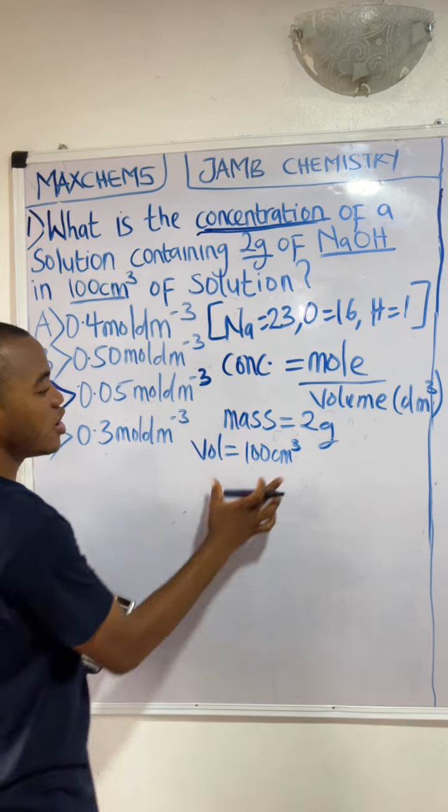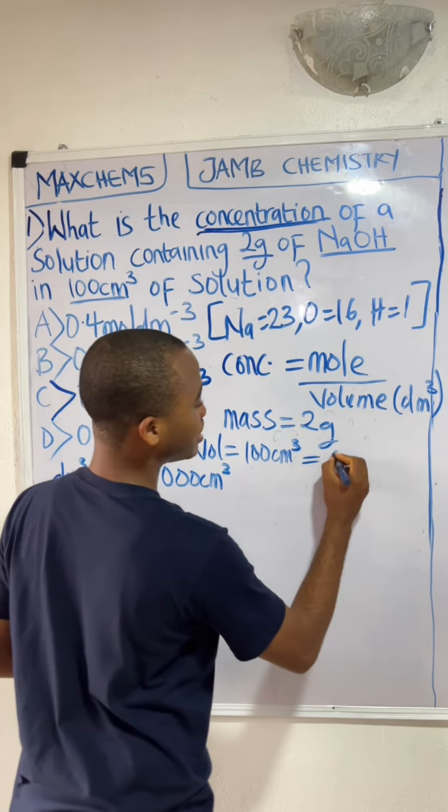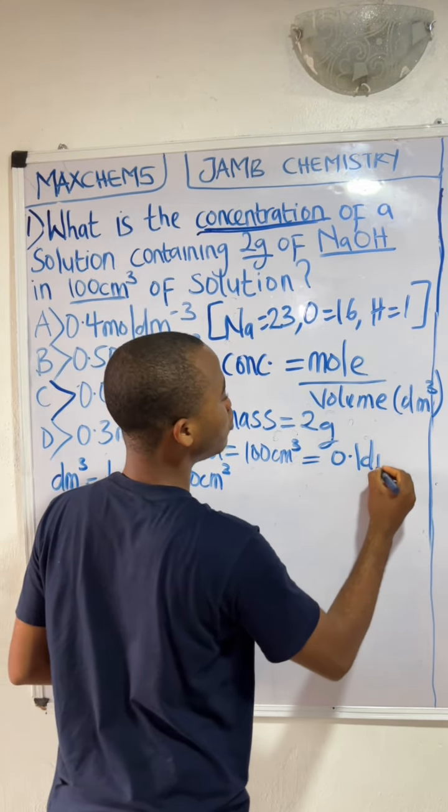You need this information. So now, this one is in cm³, and we need to convert it to dm³. If you want to convert cm³ to dm³, you need to divide by 1000. So you'll have 100 divided by 1000, which gives you 1 over 10, which is 0.1. So this 100 cm³ is the same as 0.1 dm³. You need to convert your volume to dm³ before you use it.